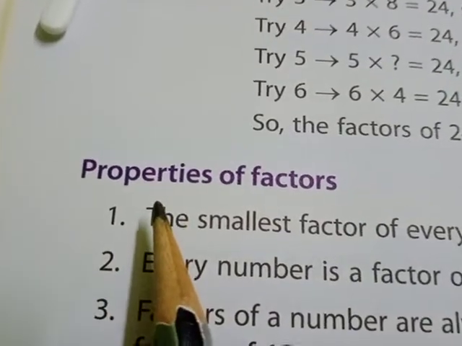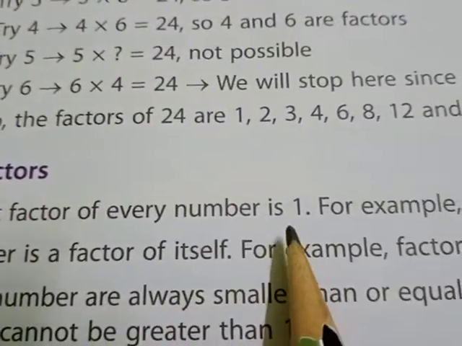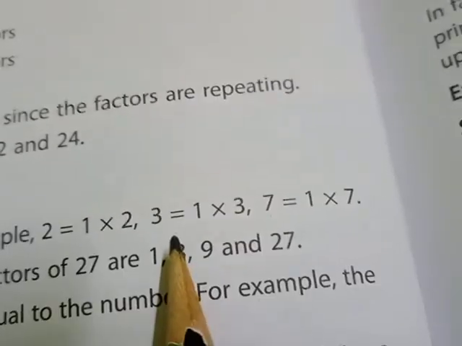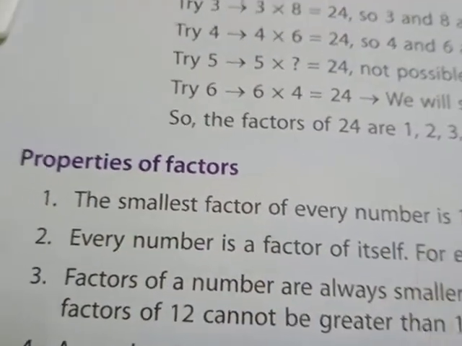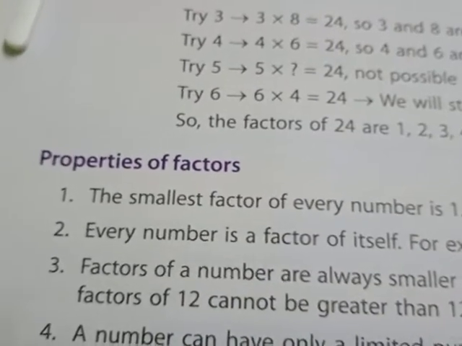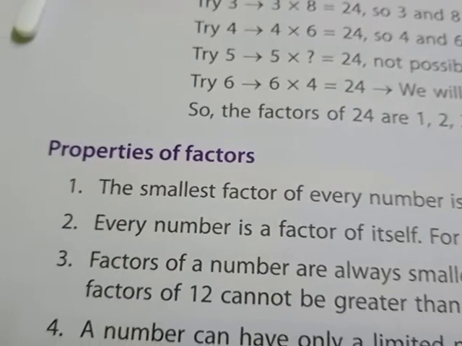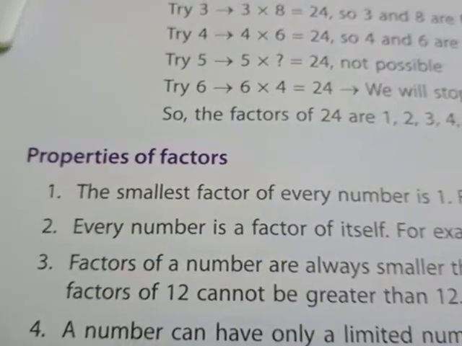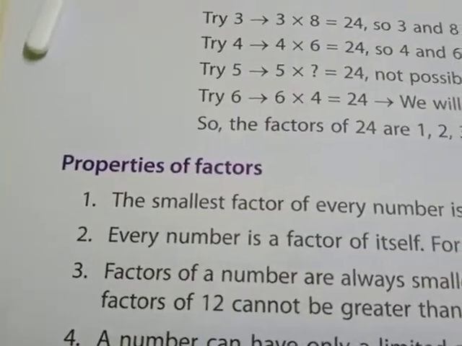We'll study properties of factors. The smallest factor of every number is 1. For example, 2 into 1 is 2, 3 into 1 is 3, 7 into 1 is 7. What does this first point say now? Whichever number's factor we have to write, the first factor of every number is 1.